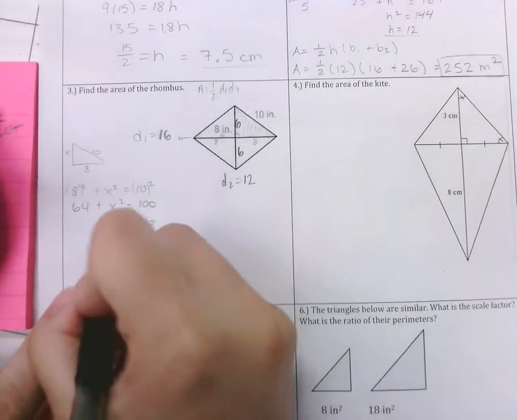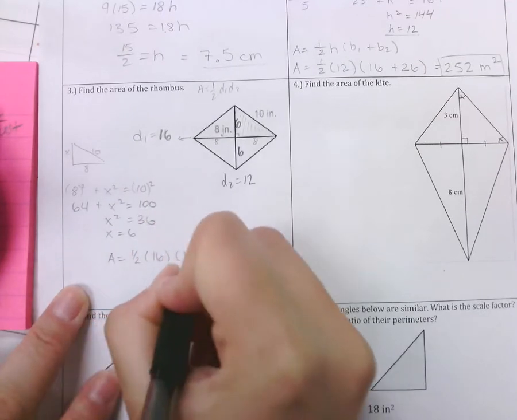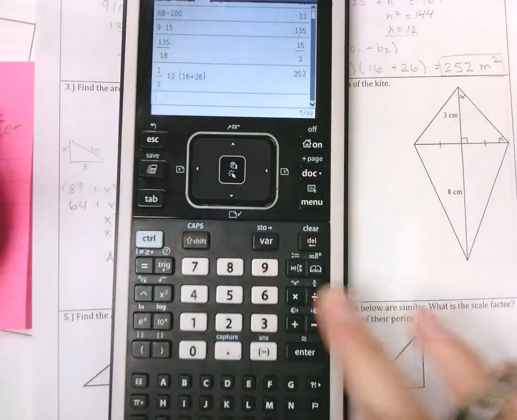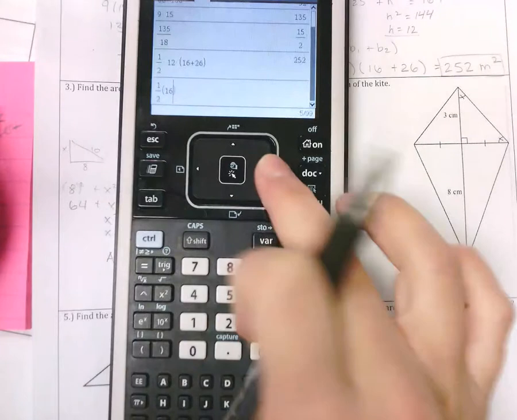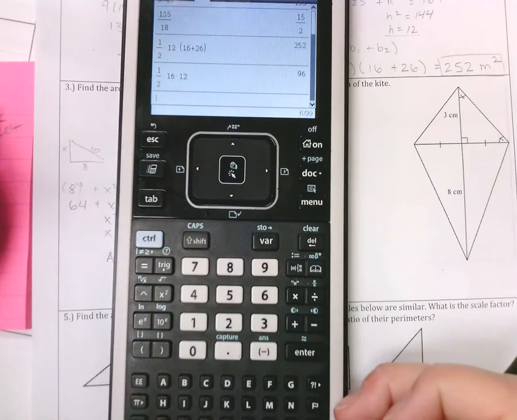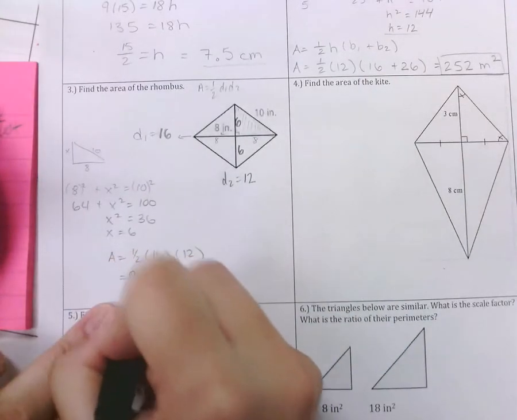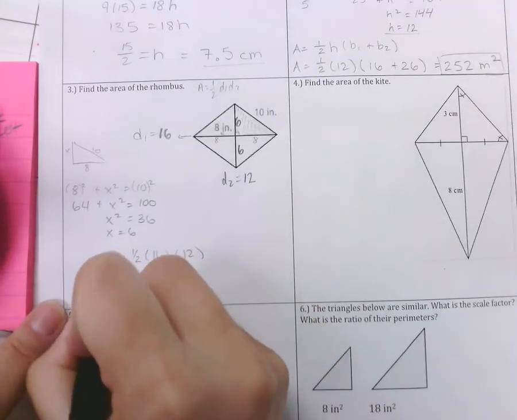Alright, so we're going to do area equals 1/2 times 16 times 12. Now again, you have a calculator. Type it all in. Remember to do the parentheses. 96. Don't forget the units.